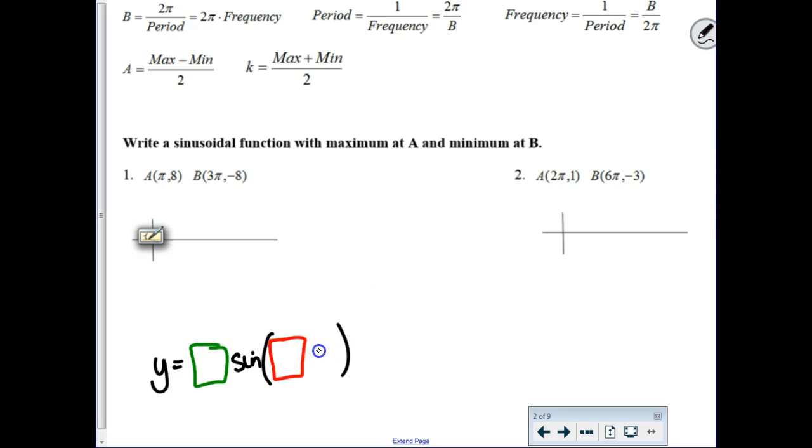Then they use a variable, either x or t or theta. What variable do you want to use here, guys? Theta. I want to get fancy. That's nice. And then it's going to say plus the k value.